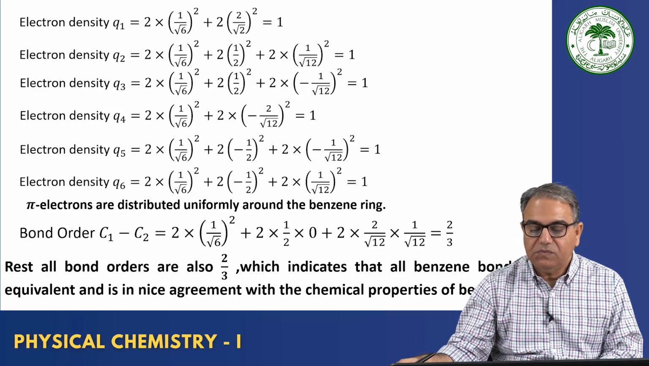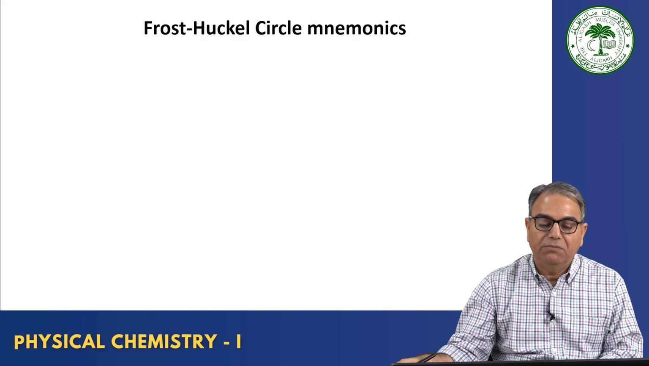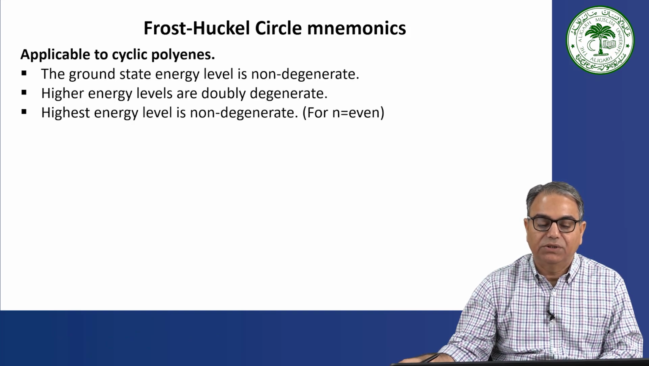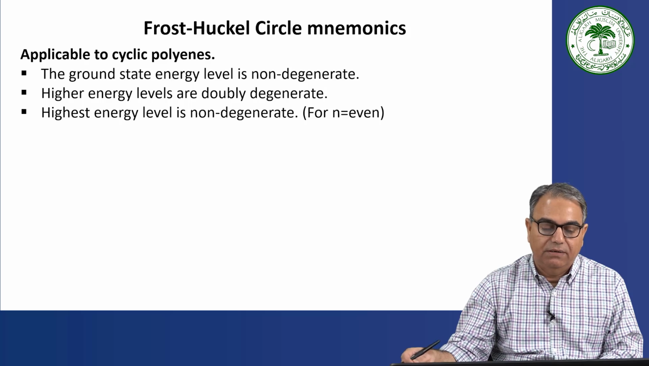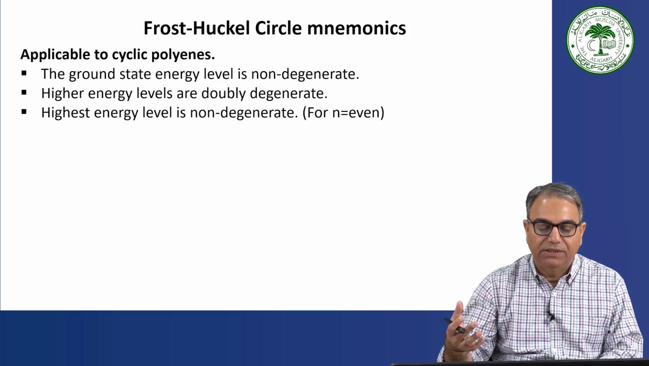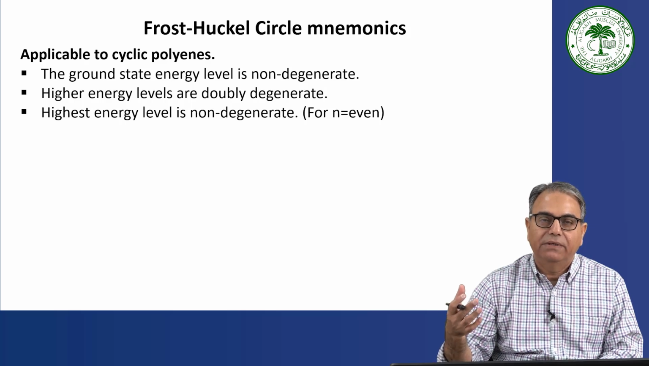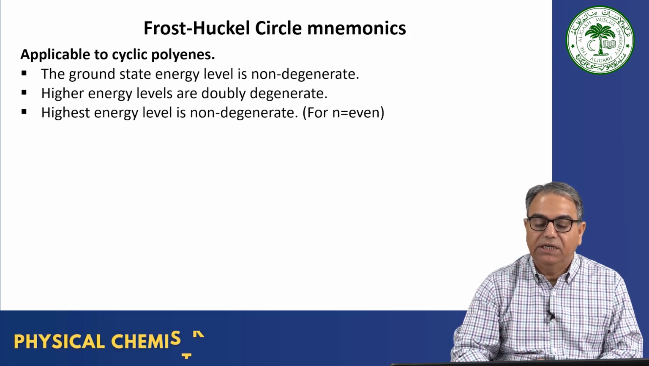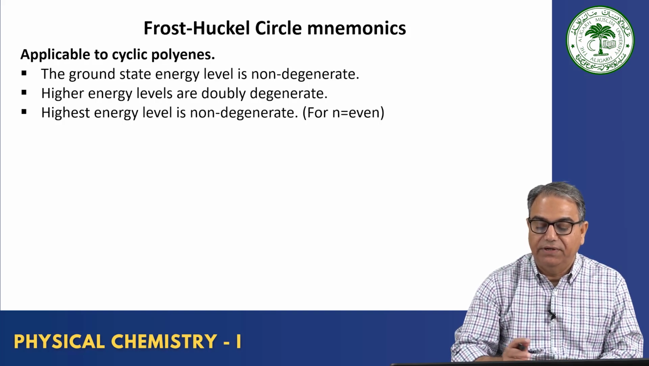Okay. Another way of representing the cyclic molecule is Frost-Haskell circle mnemonics. This is also very important, because it's very easy to remember with this diagram the relative values of energy, you can guess all those things. So what it says: it's applicable to cyclic polyenes. The ground state energy level is non-degenerate. Higher energy levels are doubly degenerate, and the highest energy level is non-degenerate for n equal to an even number.